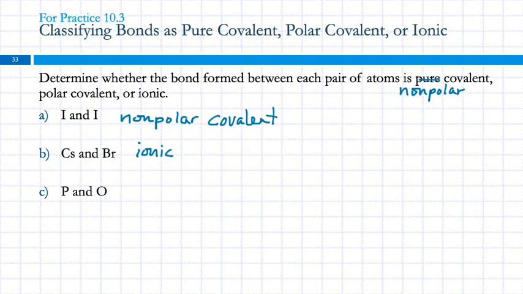How about phosphorus and oxygen? Polar covalent. So we could look up the difference, but the rules that I gave you, the shortcut rules, will work for my exam questions. So here, two different nonmetals, I expect you to say that's polar covalent. Any questions?